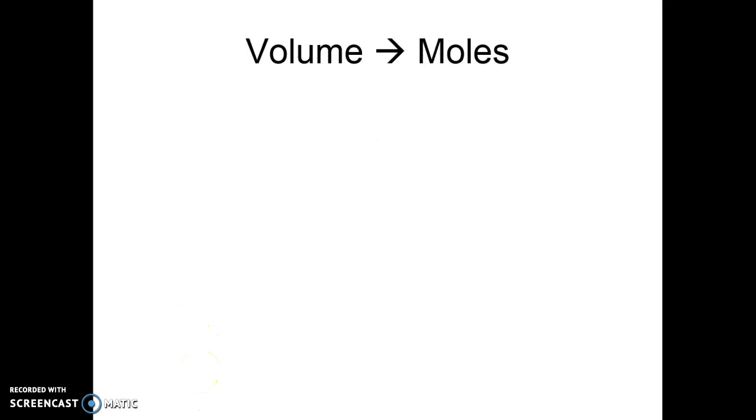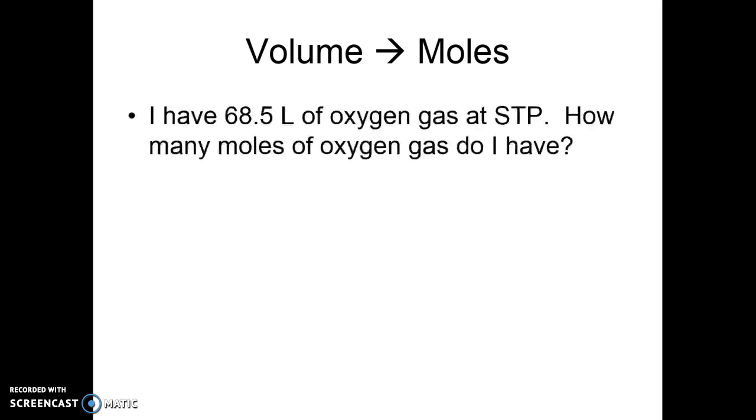What about converting from volume into moles? I have a 68.5 liter sample of oxygen gas at STP. How many moles of oxygen gas do I have? Use the same conversion factor of 22.4 liters per mole at STP to convert your 68.5 liters of oxygen gas into moles.